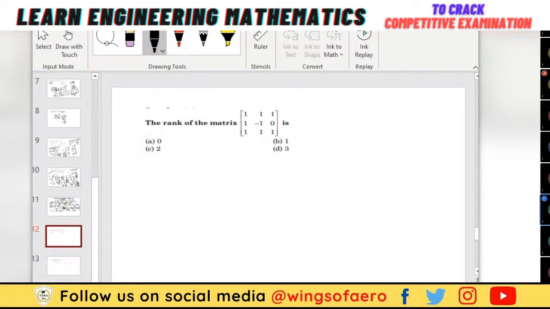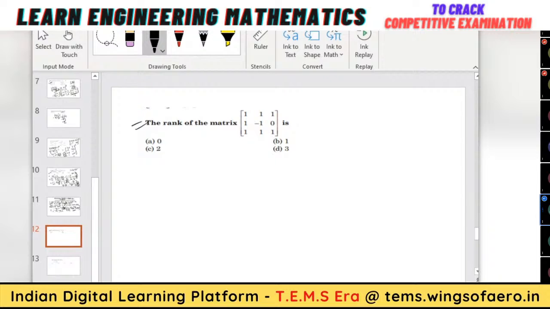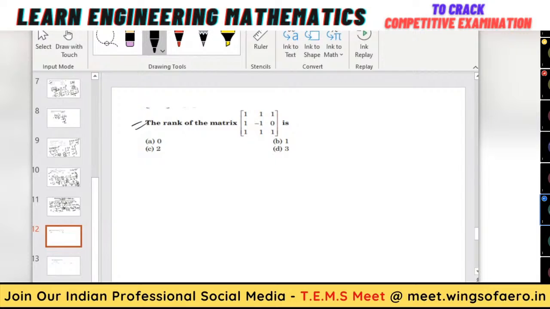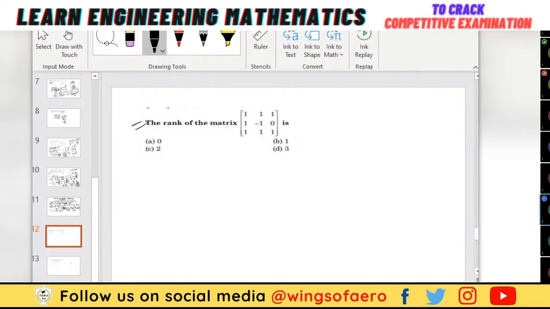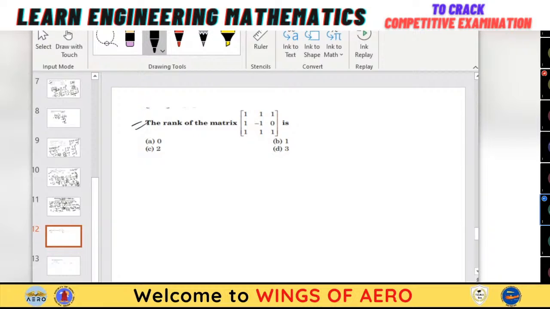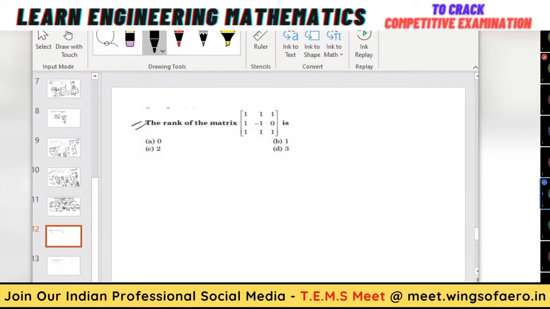Okay, so maximum of you say you know that, then find the rank of this one. Then I will explain. Those who do not know, I will explain how to find the rank. Maximum of you know how to find the rank, so tell me the answer. Only 3 students have answered.